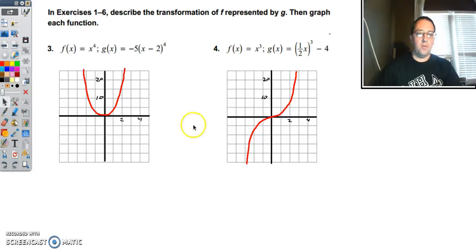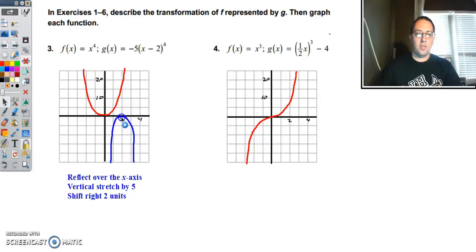Okay, so hopefully you did that. Let's see how you did. On number 3, we have a reflection over the x-axis. That's this negative right here. Vertical stretch by a factor of 5, and then it was shifted 2 units to the left. So our new function is right there.